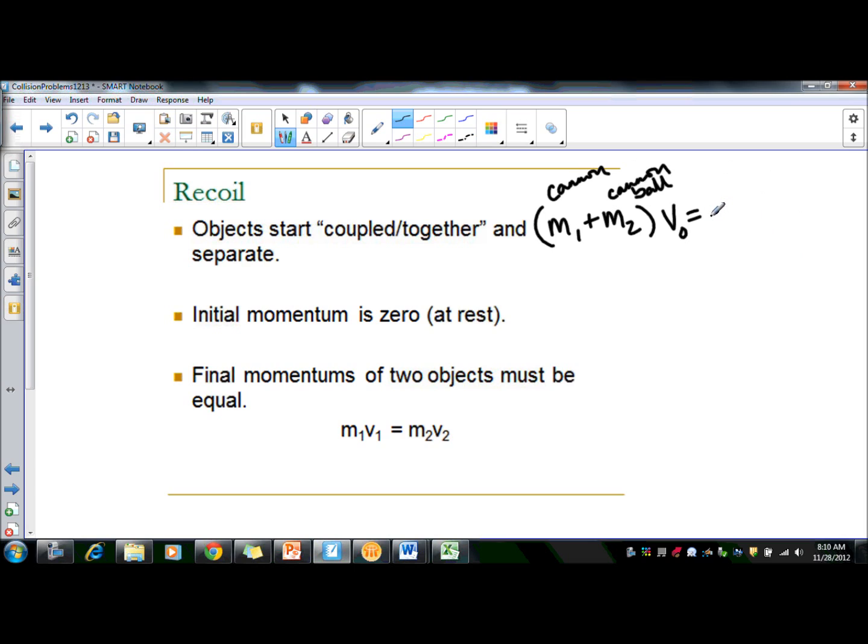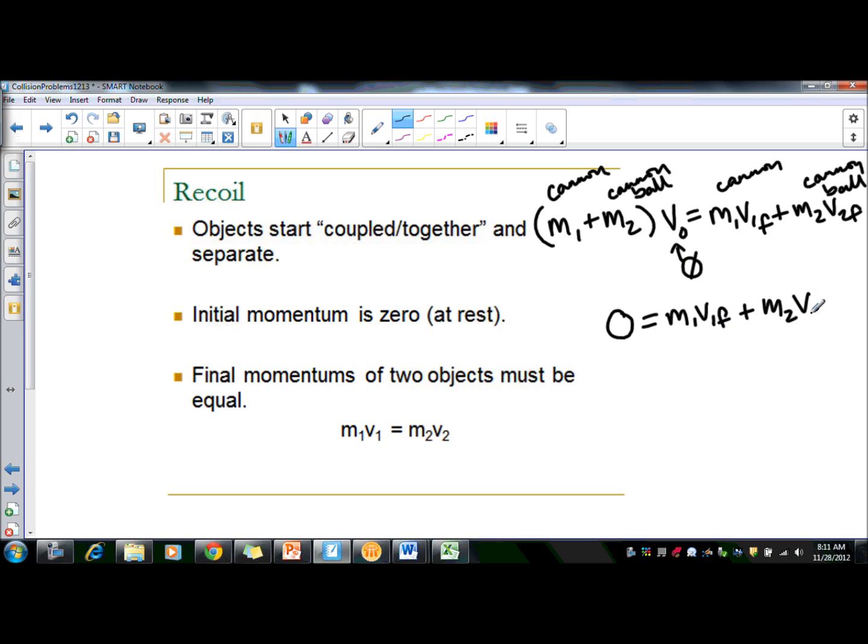Then in the end, we have the cannon going backwards, and we have the cannonball going forwards. So what do we know about the speed before? Well, the cannon was just sitting there. So since it was sitting there, this is 0. So this whole side of the equation is 0. So it's 0 equals m1 v1f plus m2 v2f. And so what we notice is that these have to be equal and opposite.